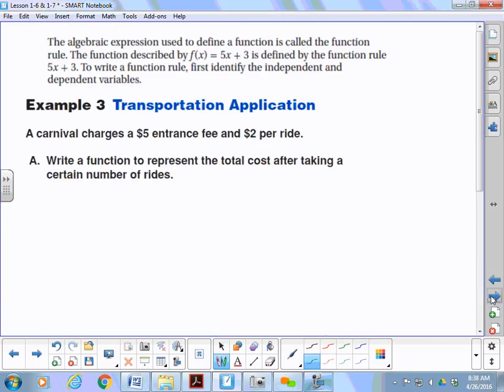All right. Okay, last one, little word problem for you. The algebraic expression used to define a function is called the function rule. The function described by f of x equals 5x plus 3 is defined by the rule 5x plus 3. To write a function rule, first identify the independent and dependent variables. Carnival charges a $5 entrance fee and $2 per ride. Write a function to represent the total cost after taking a certain number of rides. Right? So we need our independent variable.